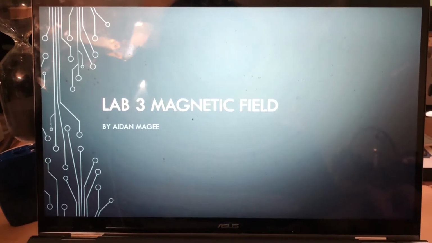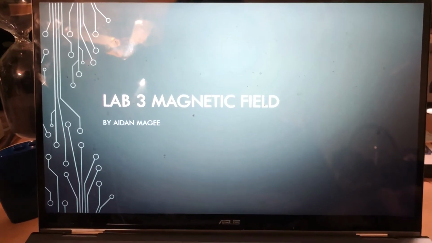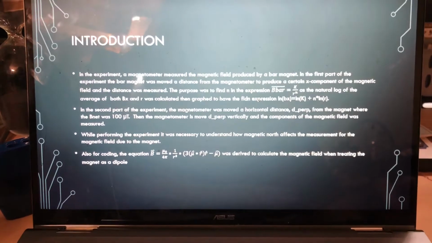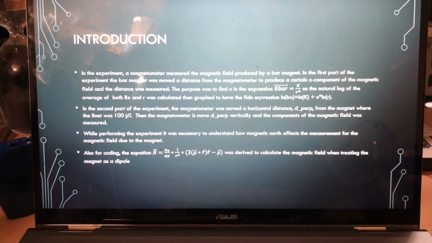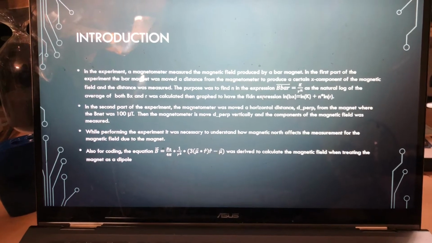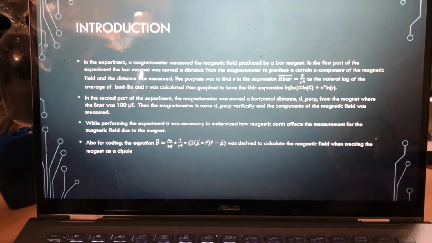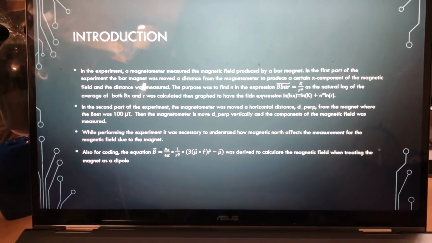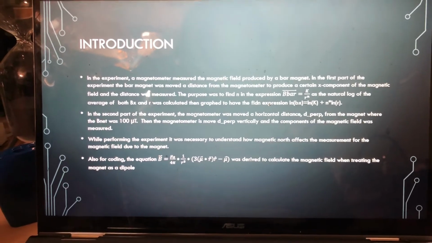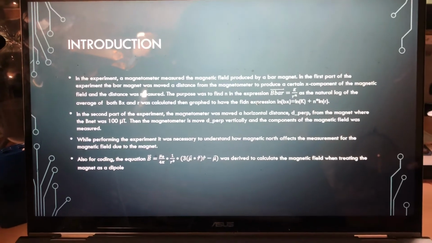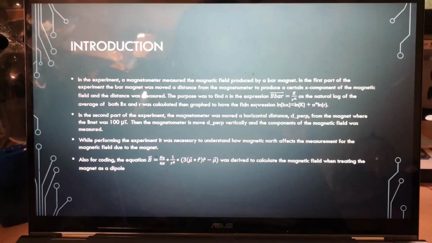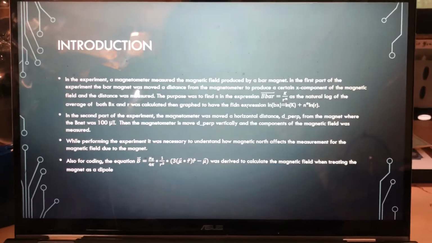This is my lab report for lab 3 by Magee. In the experiment, a magnetometer measured the magnetic field produced by a bar magnet. In the first part of the experiment, the bar magnet was moved a distance from the magnetometer to produce a certain x component of the magnetic field, and the distance was measured.